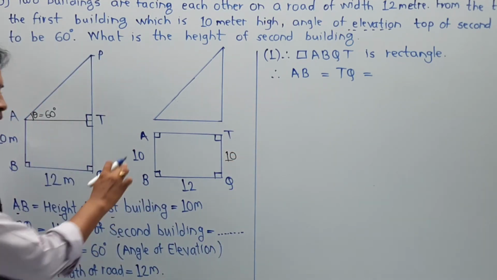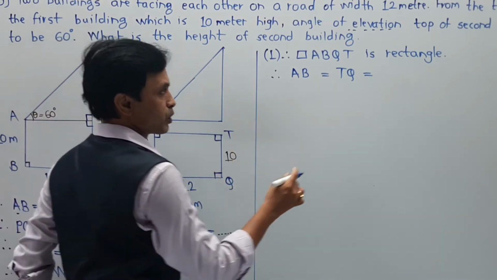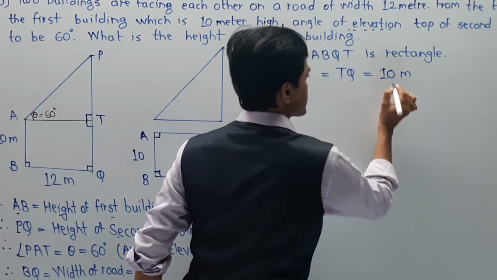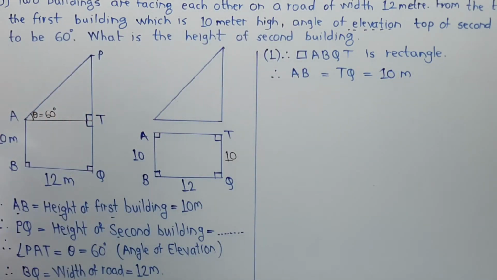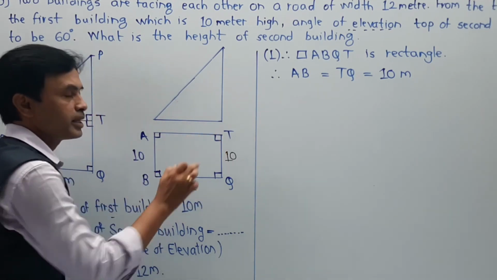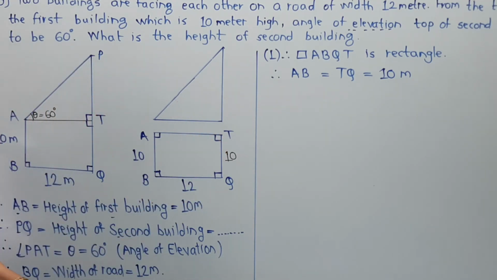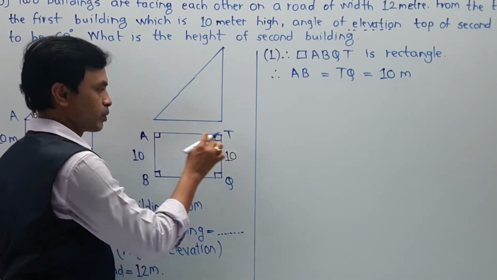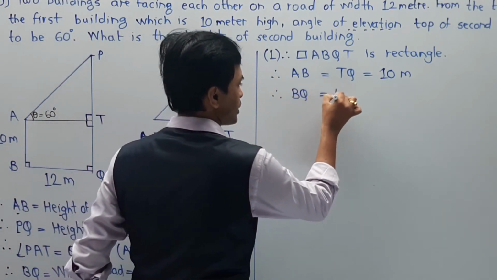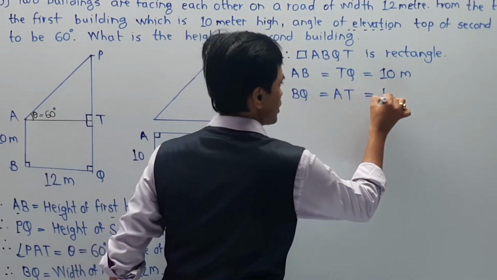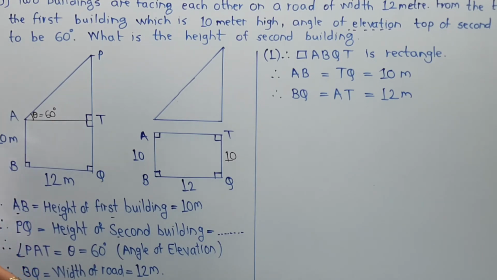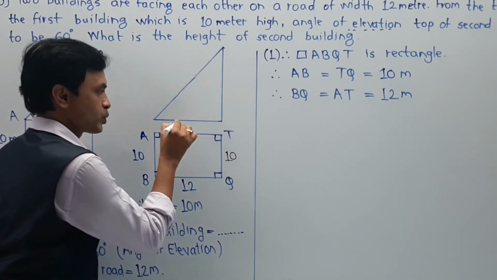So first part, AB equal to 10, so TQ is 10 meter. This is the first value directly available over here. Similarly, you can say that if BQ is equal to 12 meter, AT is also 12 meter. Means here you can say BQ equal to AT. Therefore, BQ equal to AT is equal to 12 meter, and we are able to get BQ as 12 meter.